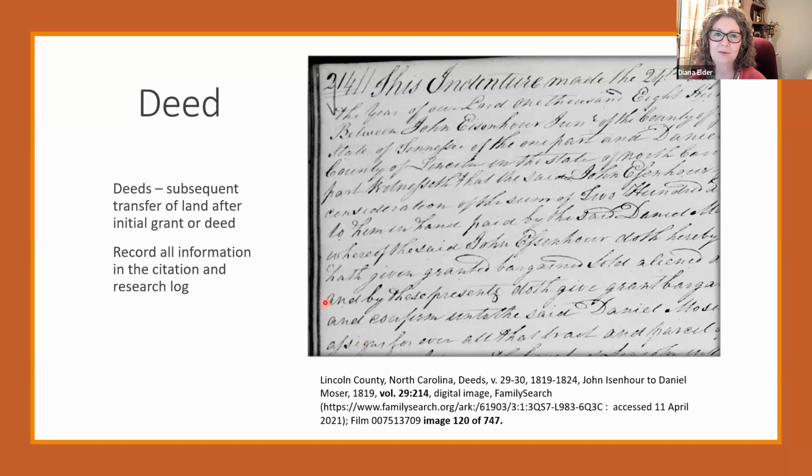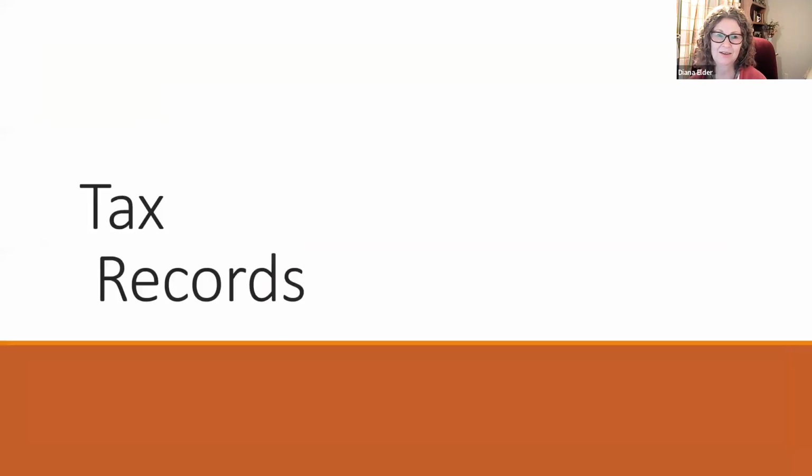That is just a little review of what a deed is and how to find the deeds in the FamilySearch Catalog. And when you do come to these, remember to record everything in a citation and in your research log. Now let's look at tax records, which are really similar to locating deeds.